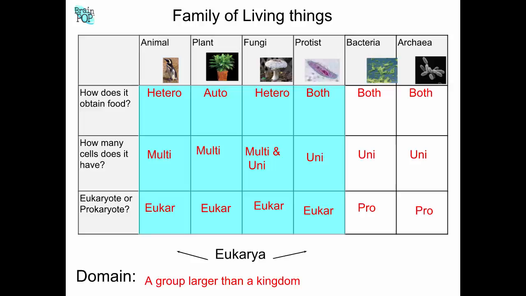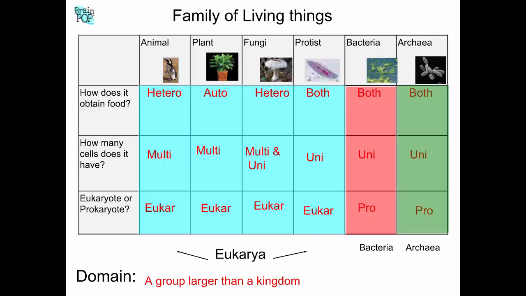All 4 of those kingdoms are in the domain eukaryote. And then bacteria are in their own domain, and archaea are in their own domain. So there's 3 domains altogether: archaea, bacteria, and eukarya.